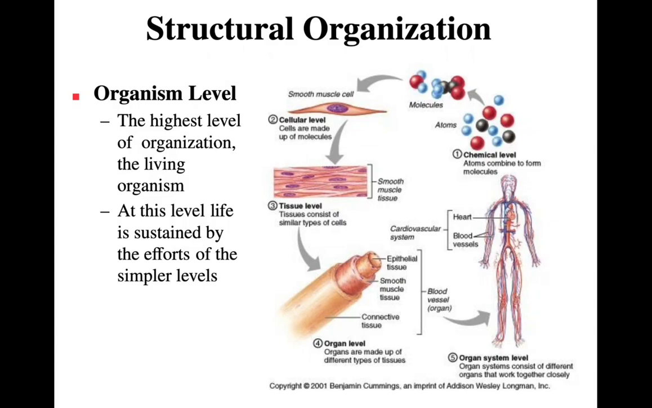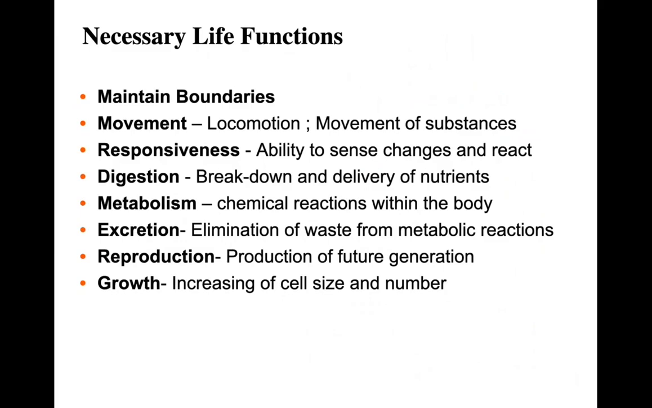So at this level, life is sustained by the efforts of the simpler levels. So we do have functions that are necessary for life. We have to maintain boundaries. So we have membranes that are going to do this so we can determine what's inside the organism, what is not part of the organism. Organisms need to have movement, whether it be locomotion, moving arms and legs, or even on a microscopic level, moving substances within cells. There's responsiveness. They have the ability to sense change that's going on in their environment, as well as to react to those changes. They're going to do digestion.